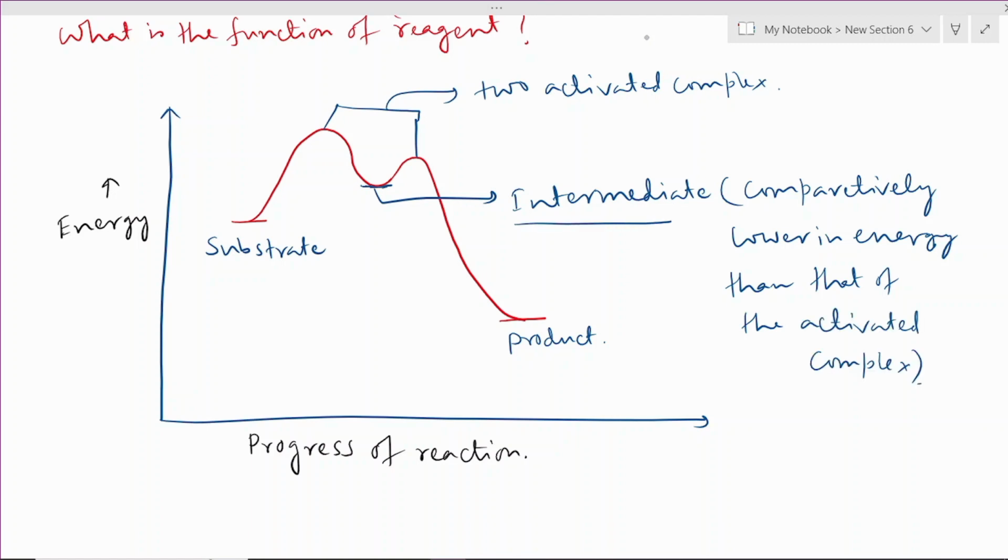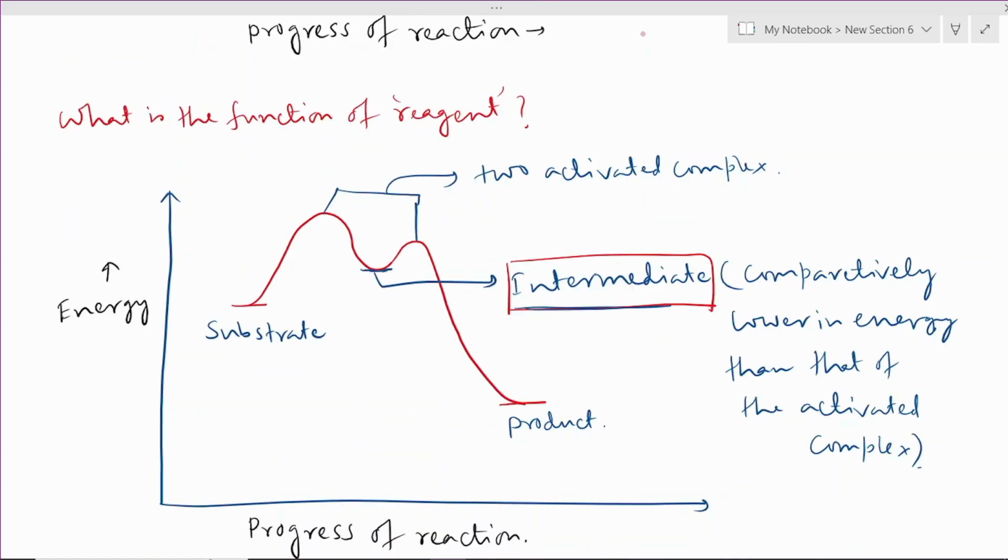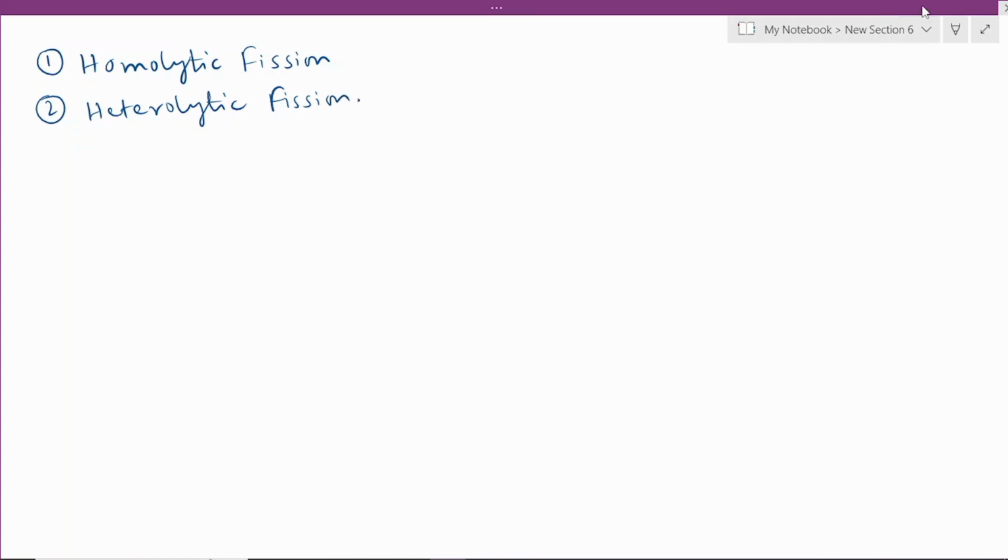This intermediate is a very important aspect of the organic reaction mechanism, because it actually decides the structure, orientation and stereochemistry of the product. Now, reactions are nothing but bond breaking and bond making processes. And this breaking or fission of covalent bonds can take place in two ways. Those are homolytic fission and second is heterolytic fission.